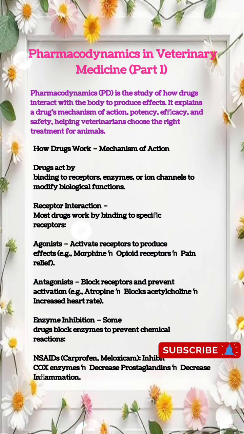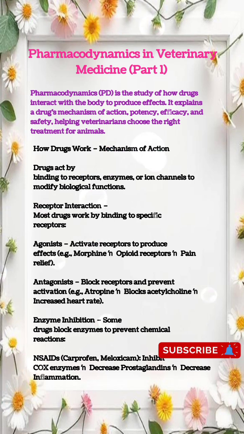How drugs work. Mechanism of action. Drugs act by binding to receptors, enzymes, or ion channels to modify biological functions. Receptor interaction. Most drugs work by binding to specific receptors. Agonists activate receptors to produce effects. Morphine, opioid receptors, pain relief. Antagonists block receptors and prevent activation. Atropine blocks acetylcholine, increased heart rate.